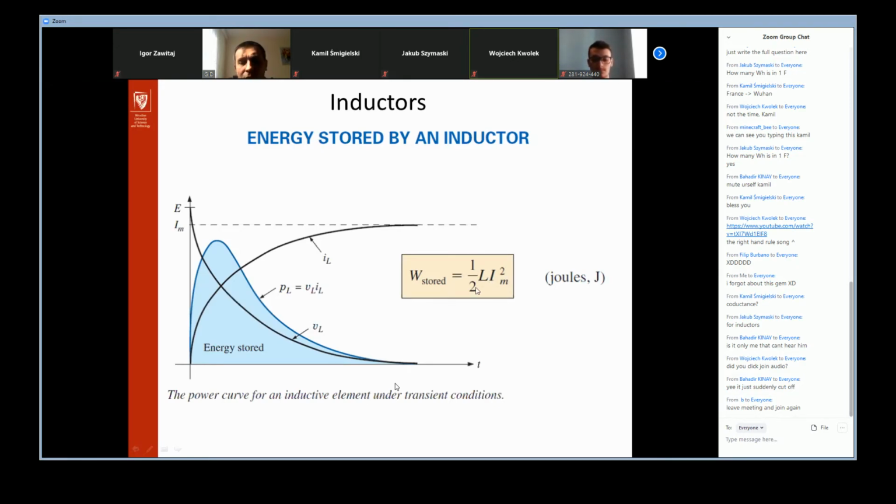Of course, if you have a higher inductance of the coil, a higher voltage can be induced across it, and higher energy can be stored. What is the stored form of energy? For the capacitor, it was the electric field, and for inductors, the energy is stored by the magnetic field.